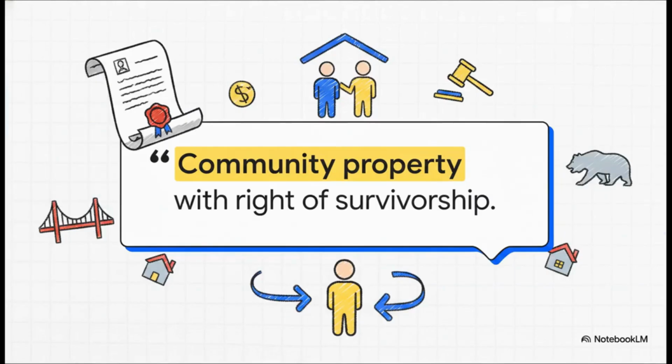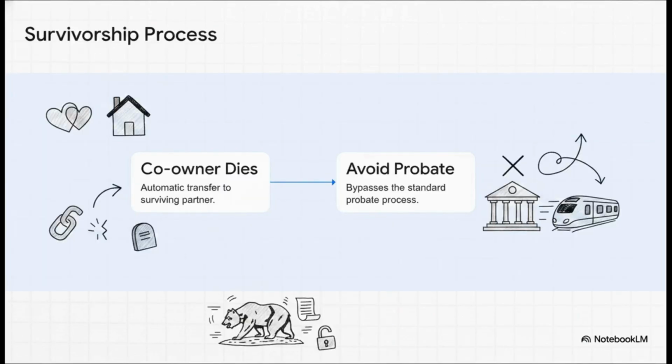To bypass that probate process entirely, the property deed requires this specific legal phrase, community property with right of survivorship. This is a unique California ownership form, combining the equal ownership of standard community property with an automatic transfer mechanism. When the deed contains that exact right of survivorship language, the process shifts. Step 1, a co-owner passes away. Step 2, the transfer of the deceased owner's half to the surviving partner is automatic. This method avoids the probate process for that specific property transfer.